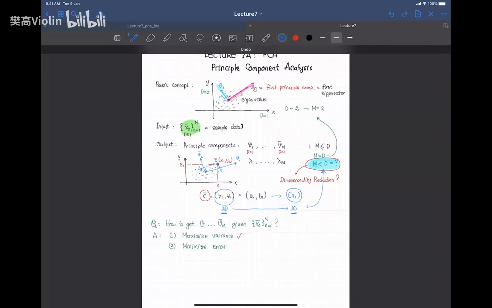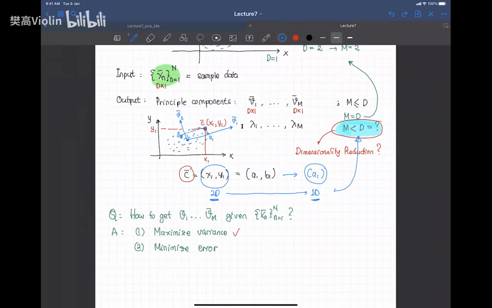Because today the agenda is that we have to discuss PCA, number one. Number two, we have to discuss non-negative matrix factorization, which is NMF. And we have to discuss LDA, linear discriminant analysis.